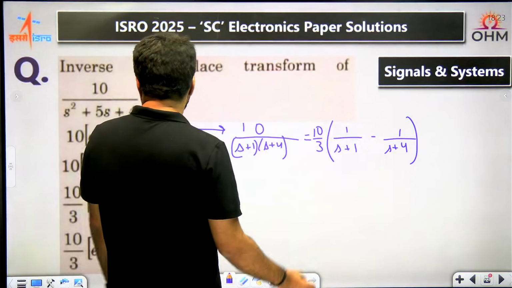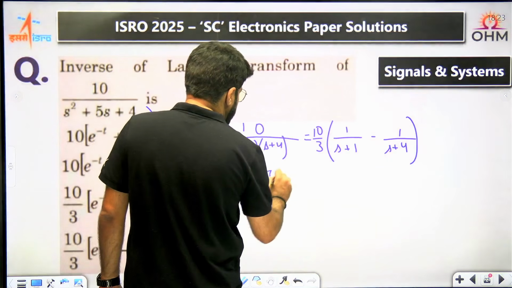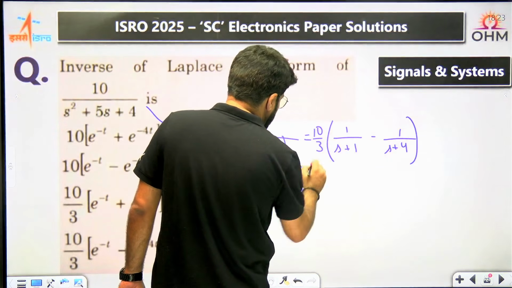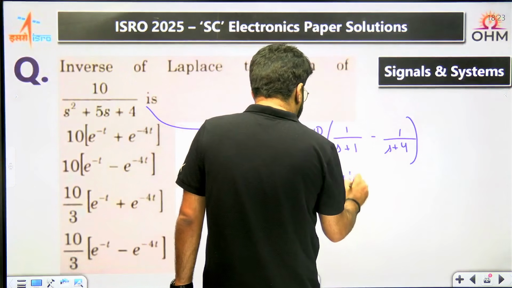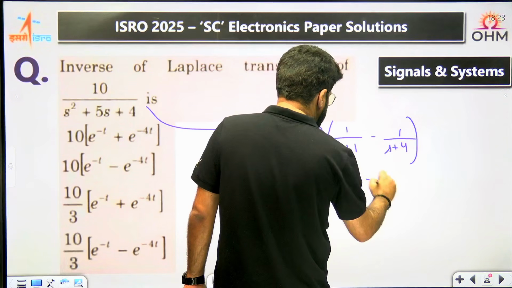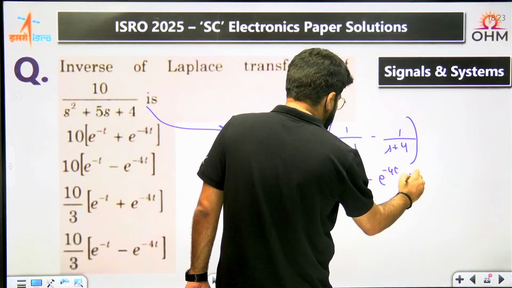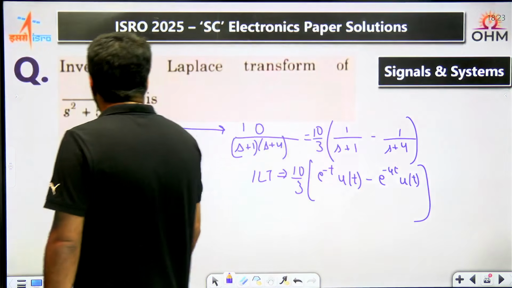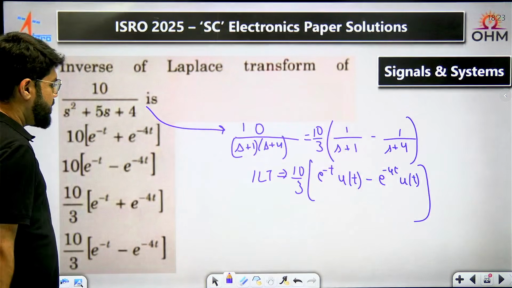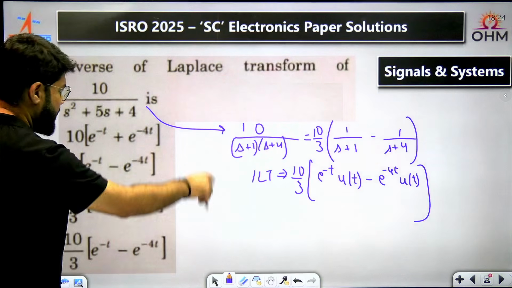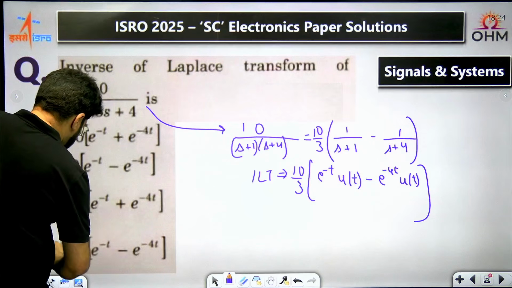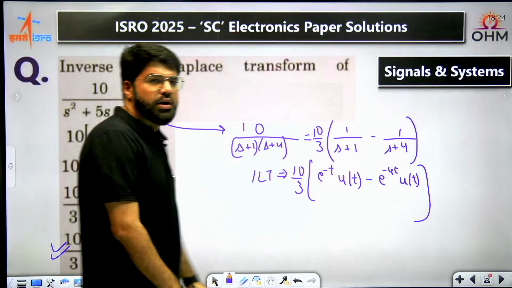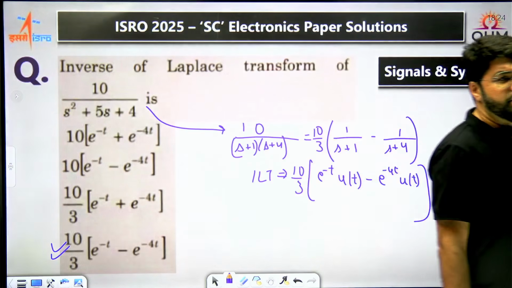So what is the inverse Laplace transform now? If I take the inverse Laplace transform, 10 by 3 constant, 1 upon s plus 1 gives e power minus t u(t), and the next one, 1 upon s plus 4, gives e power minus 4t u(t). They have not written u(t), assumed causality only. With the minus sign in between, 10 by 3 into e power minus t minus e power minus 4t. Option number D. Basic inverse Laplace question.